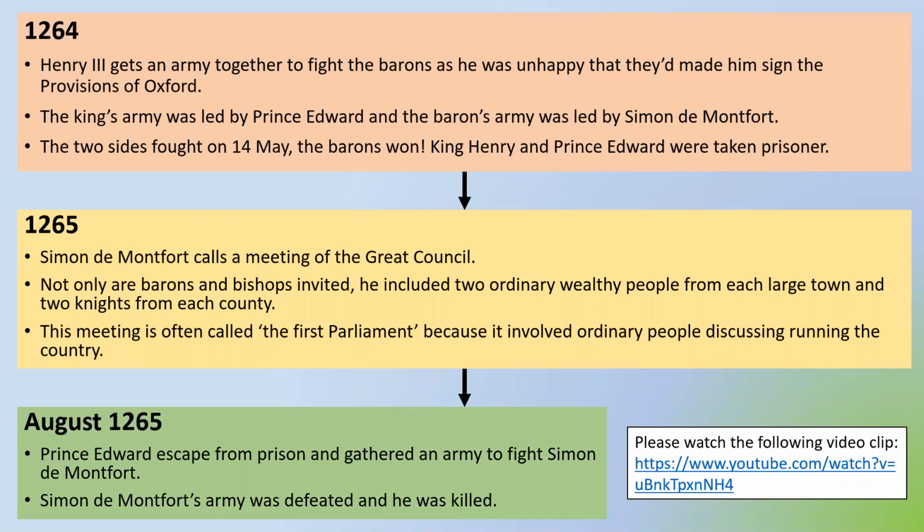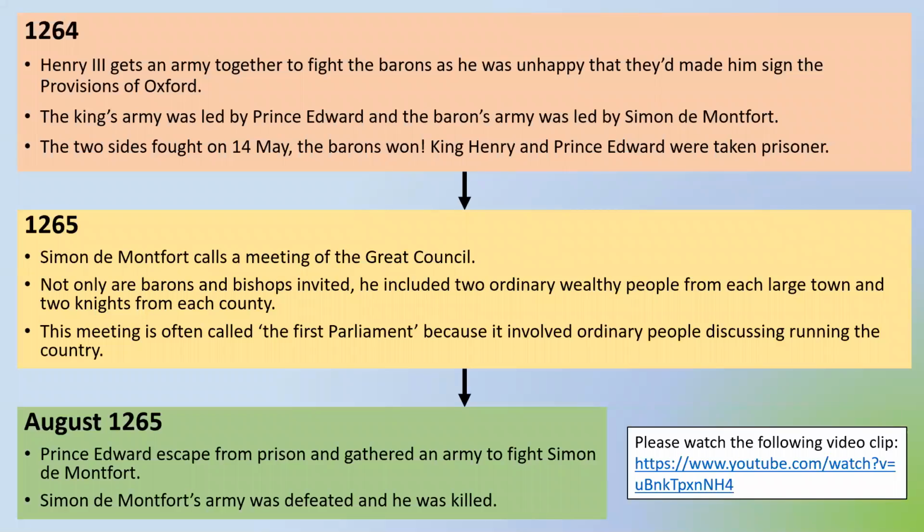So you have the king's army versus the barons' army. The king's army is led by Prince Edward, Henry III's son. The barons' army is led by a man called Simon de Montfort. The two sides fight on the 14th of May, 1264, and it is the barons who are victorious under the leadership of Simon de Montfort. He takes King Henry and his son, Prince Edward, as prisoner. Then in 1265, Simon de Montfort calls a meeting of the Great Council.